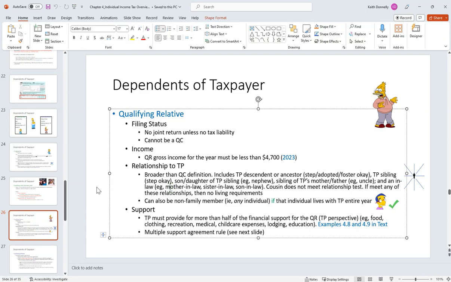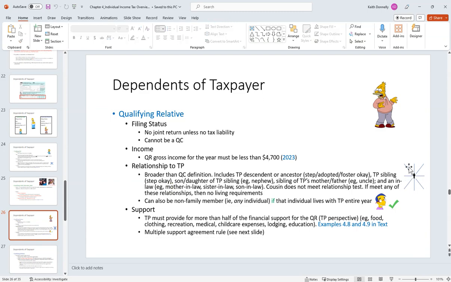Next thing here is the relationship. This is broader. You can see there's kind of more spokes sticking out in this. So it's going to include a descendant, we're going down. It's going to include an ancestor, you go up. It's going to include a sibling, a son or daughter, so niece or nephew, aunt or uncle.